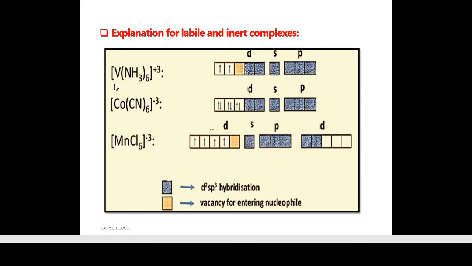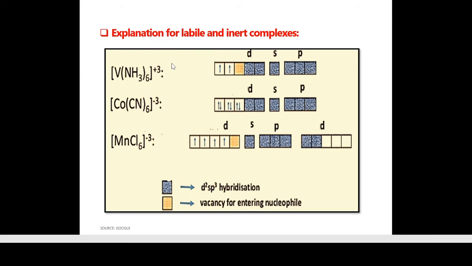So see, here is a vanadium complex which has charge +3. So here the oxidation state for vanadium is +3. As we know, the atomic number for vanadium is 23, so its electronic configuration is 3d3 4s2, but as it carries +3 oxidation state, its valence electronic configuration is 4s0 3d2.